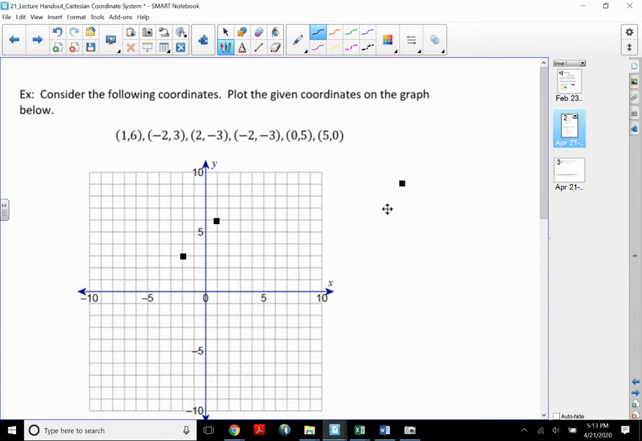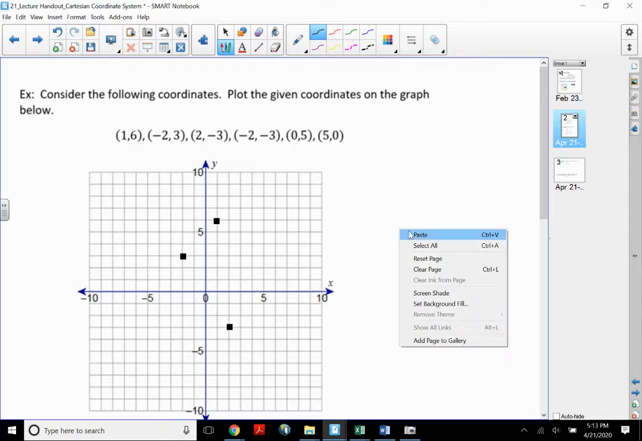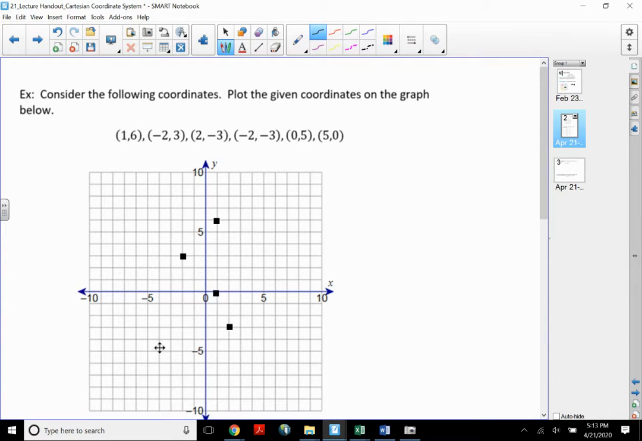2, negative 3: positive 2 first, then negative 3 next. That means go to the right 2, then down 3. So that's another point. Negative 2, negative 3 means we will go to the left 2, then down 3. So that's 1 point.